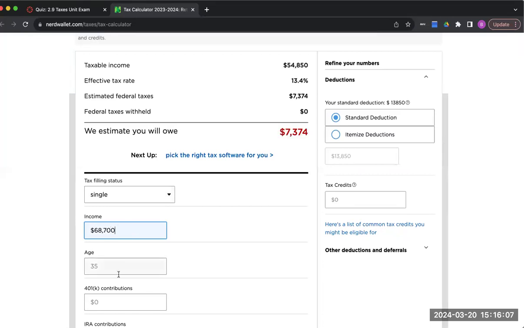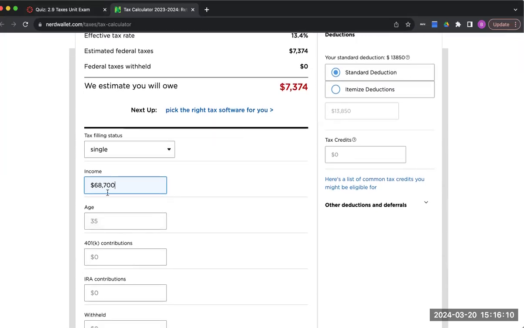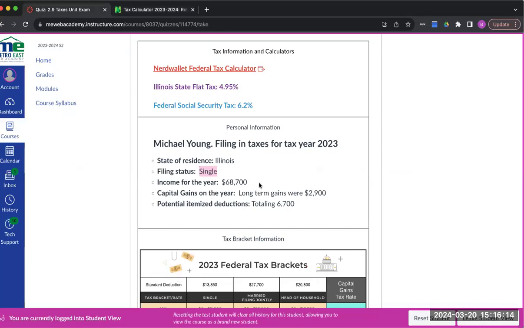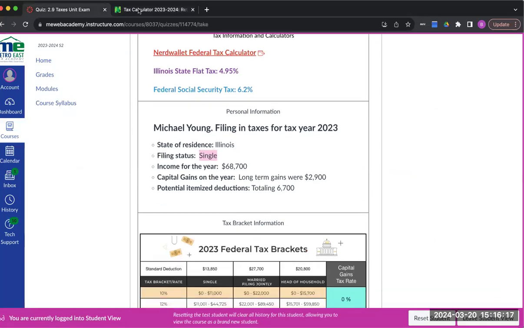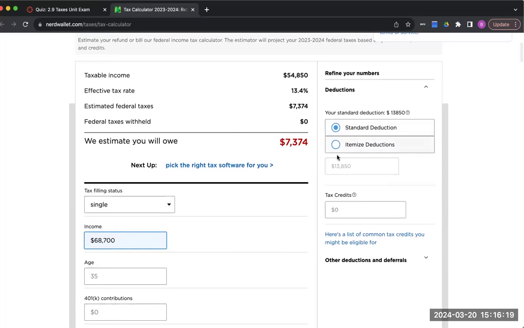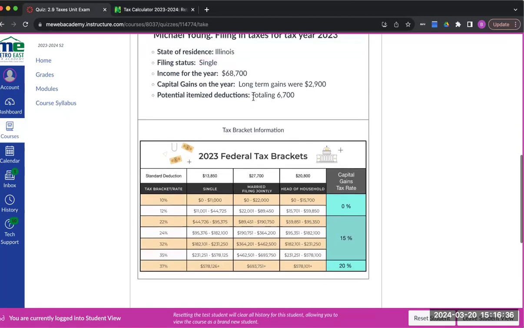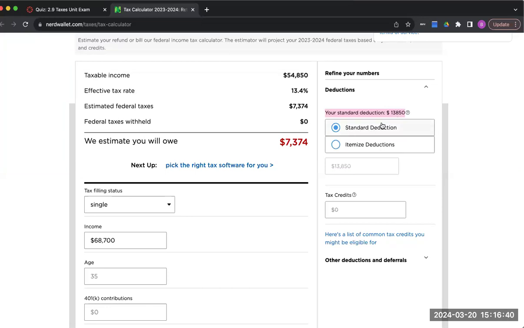Unless they're over 65, this won't matter. And we're not doing any sort of contributions in this scenario. What else do we need? We need to figure out if we're going to use his itemized deductions or the standard deduction. For the filing status of single, the standard deduction is $13,850. You can also look at this right here, $13,850 for filing status. Michael's itemized deductions were $6,700. So you really are just going to want to go with the standard deduction here.